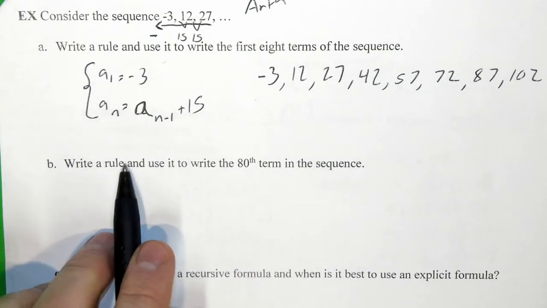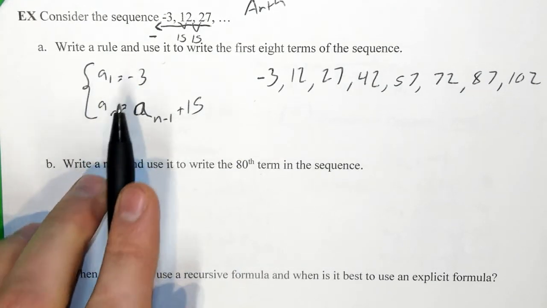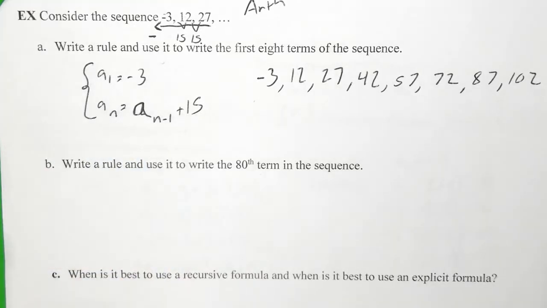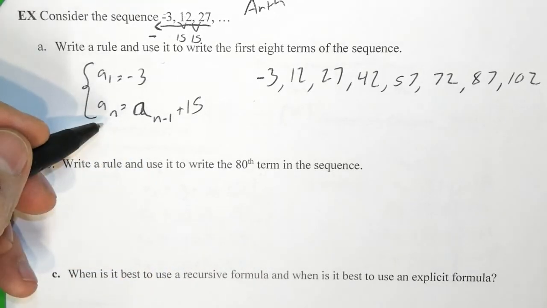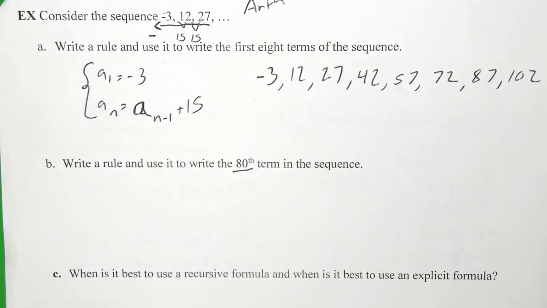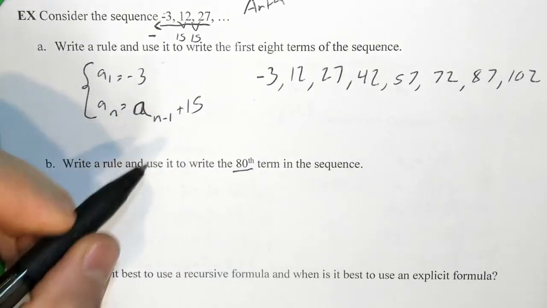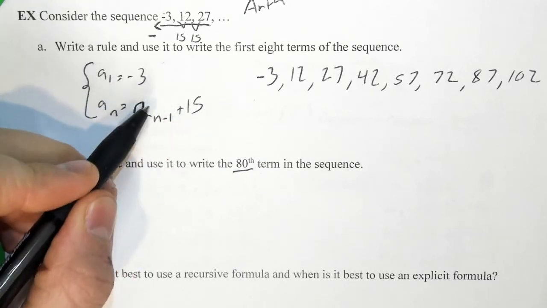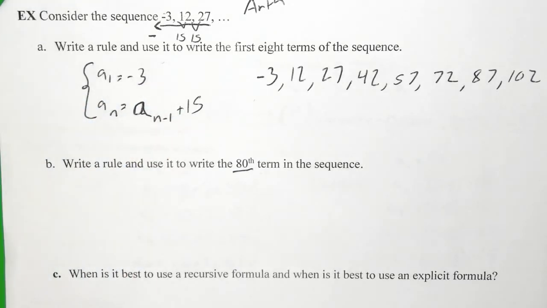Right off the bat, some people might say, well, why don't I just use the rule that I already have? And that sounds like a great idea. There's no sense in reinventing the wheel if you've already got a good rule going. The problem with that, though, is that the 80th term is the thing that we're after. In order to know what the 80th term is, you would need to know what the 79th term is, and you would need to plug it in. But I don't know what that is.